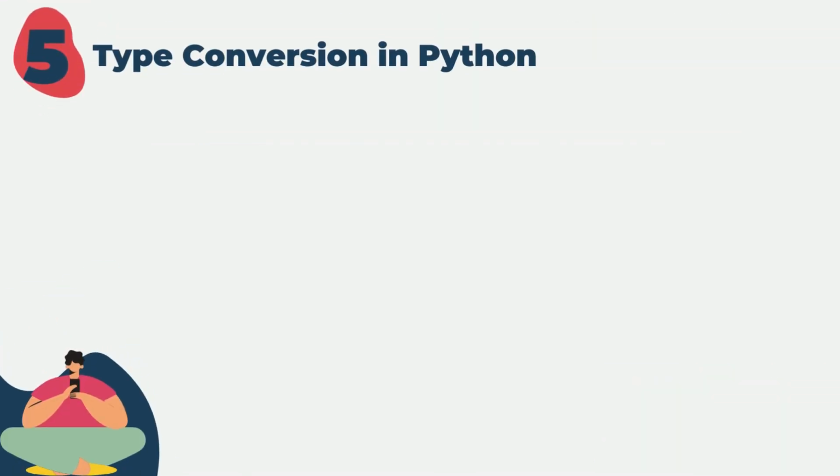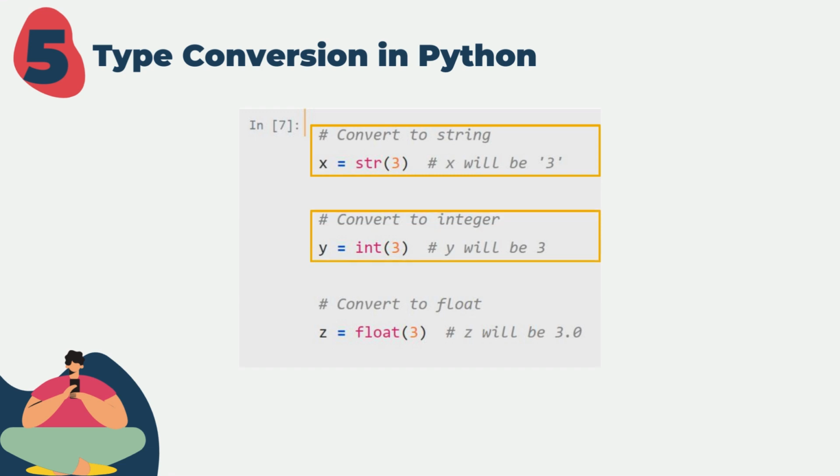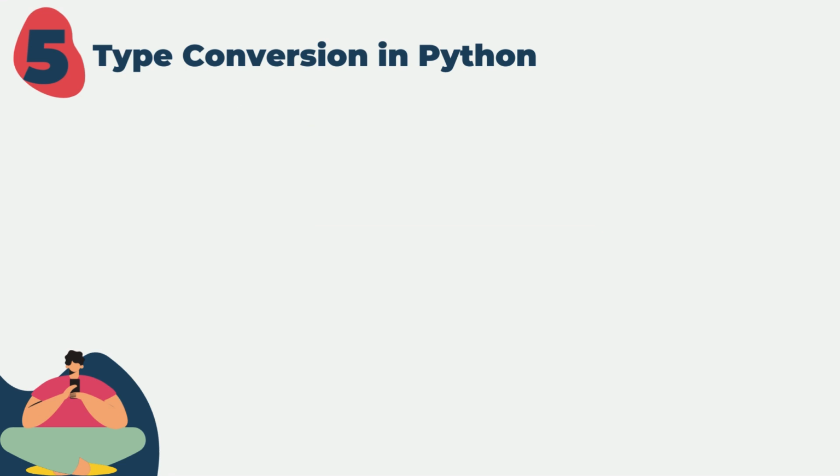In Python, you can easily convert variables from one type to another. Let's see some examples. In this code, we first converted the integer 3 to a string. Then, we used the int function to convert the string 3 to an integer, and finally, we converted the integer 3 to a float number. These conversions allow you to adapt variable types based on your program's requirements.